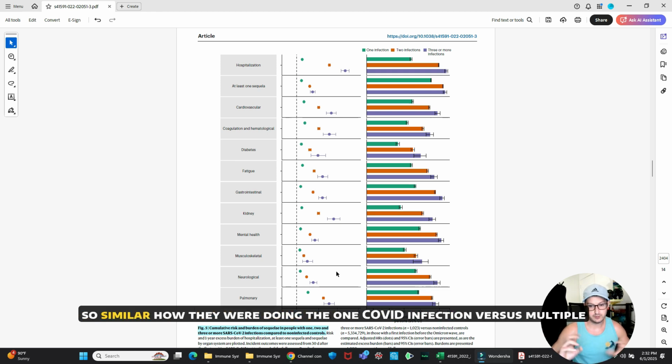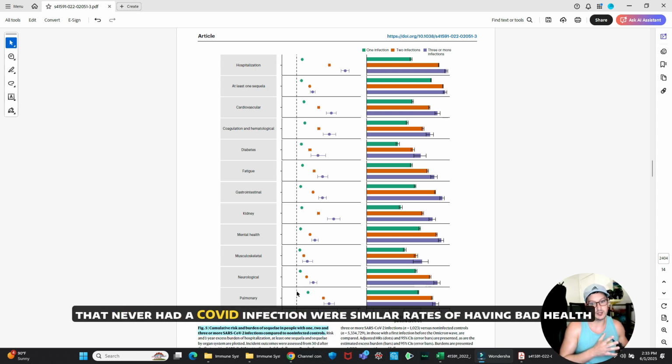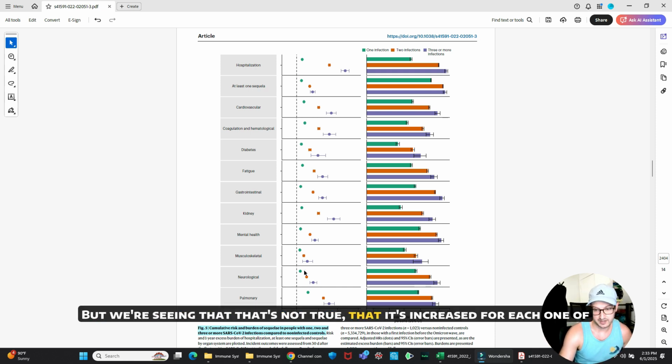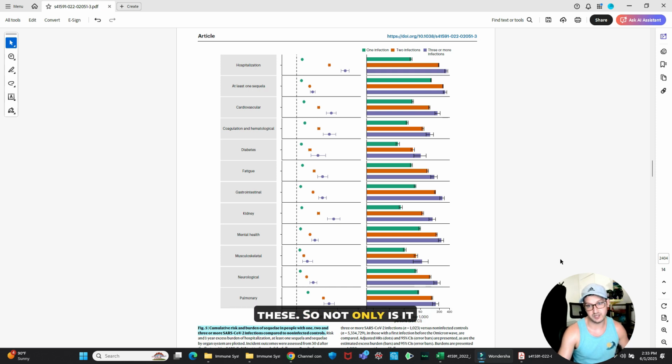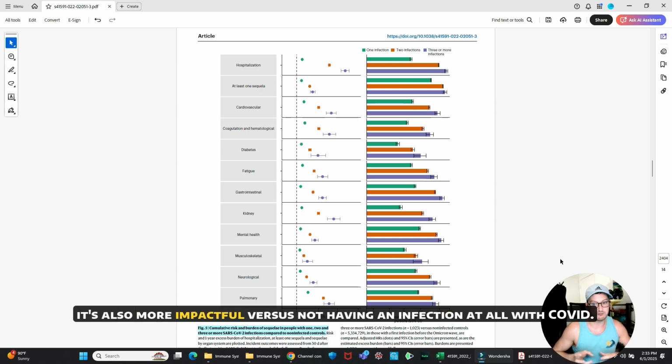And importantly, similar to how they were doing the one COVID infection versus multiple COVID infections before to give a ratio, sort of like a hazard ratio, they're doing that here with the 1, 2, and then 3 or more infections versus non-infected people. So you would expect a 1-to-1 if the non-infected people that never had a COVID infection had a similar rate of bad health outcomes to the COVID infected and the COVID reinfected individuals. But we're seeing that that's not true, that it's increased for each one of these. So not only is it more impactful against the other reinfections, it's also more impactful versus not having an infection at all with COVID.